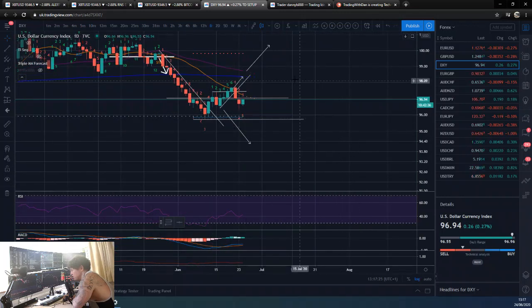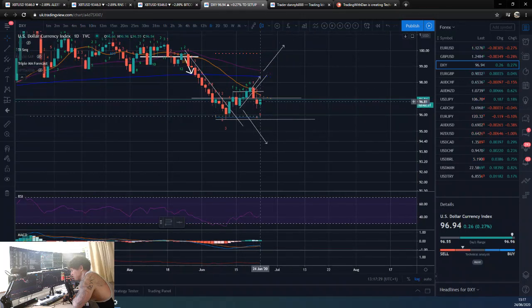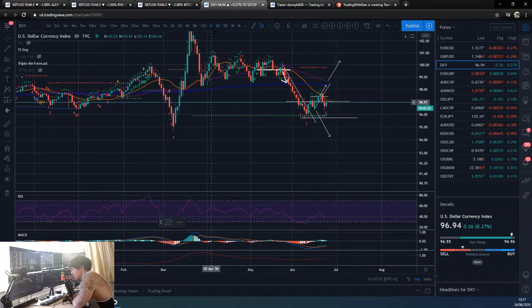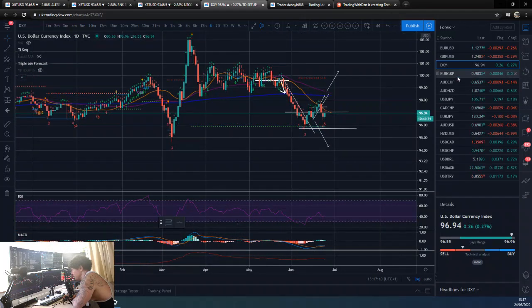Yeah, kind of looking like a lower high now on the daily. So potentially we're looking now to form either a higher low, a tightening formation, or are we going to take this low out and have continuation to the downside? So yeah, that's what we're looking at here on the dollar index.